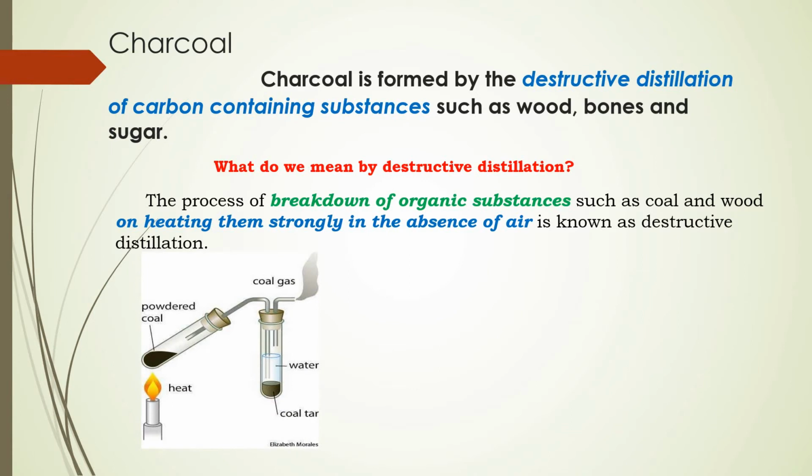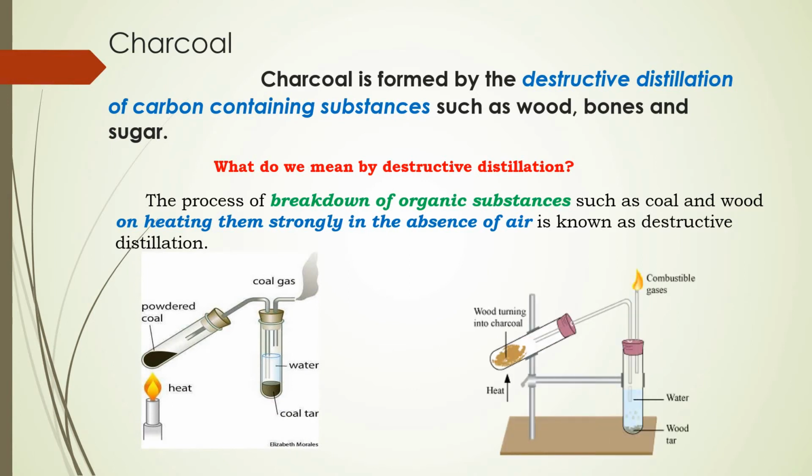You can see this in the picture also. Over here, the organic substance used is powdered coal. They are heated in the absence of air. Some gases will also be produced during that, and the gas escapes from here. In the other beaker, coal tar is left, whereas in the initial beaker where the coal was taken, the final product will be charcoal. In the same way, destructive distillation can be carried out with wood turnings. When they are heated at high temperature in the absence of air, they also produce charcoal.